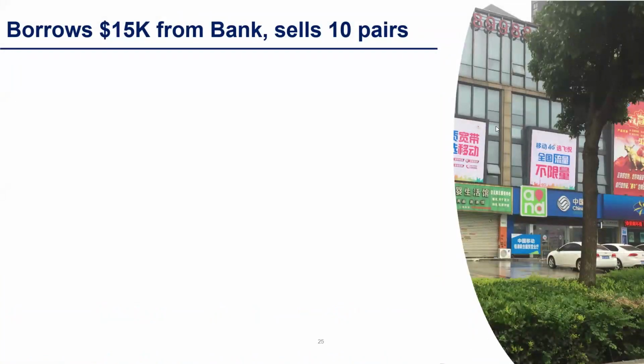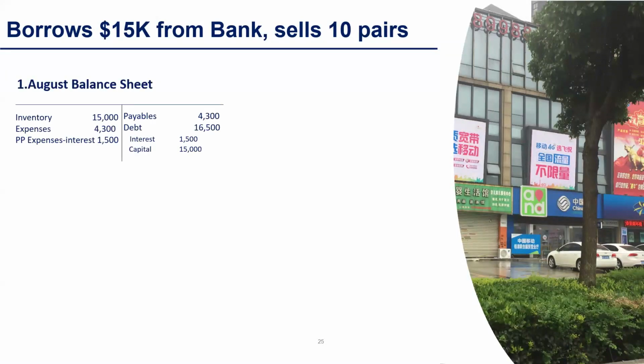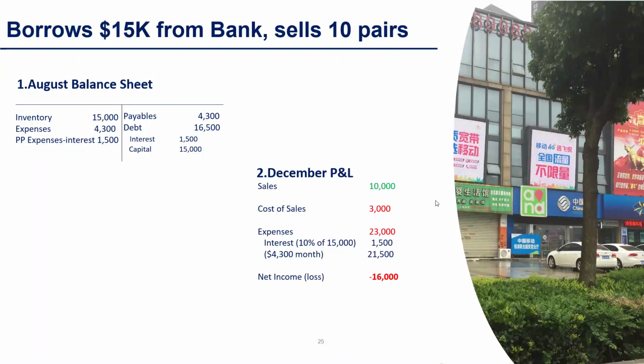investors. First, let's imagine that she borrows from a bank the $15,000, but she only sells 10 pairs of shoes, not 50. So back in the beginning, she bought the 50 pairs of shoes from her supplier, and she borrowed from the bank the $15,000, and she agreed to pay interest. Now, in December, she only sells 10 pairs of shoes at $1,000. So her sales are 10,000, her cost is 3,000, but her expenses are still the 21,500 and the interest. So she has a loss, not a net income, of $16,000.